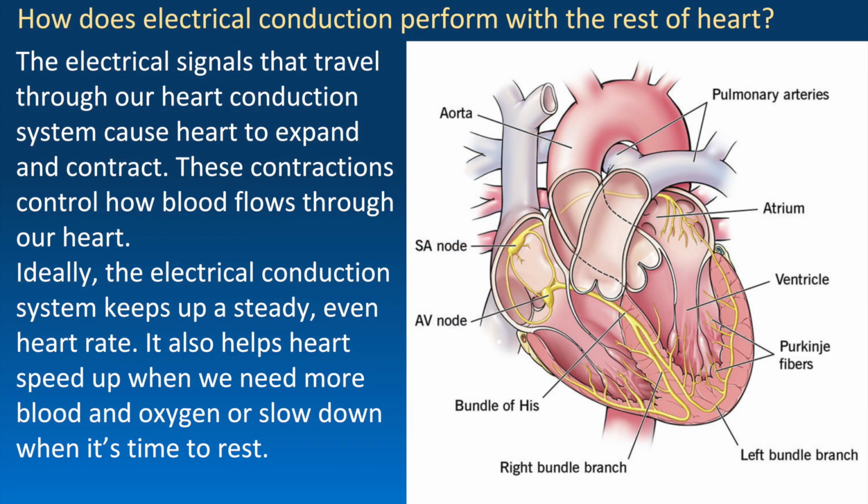How does electrical conduction perform with the rest of the heart? The electrical signals that travel through our heart conduction system cause the heart to expand and contract. These contractions control how blood flows through our heart. Ideally, the electrical conduction system keeps up a steady, even heart rate. It also helps the heart speed up when we need more blood and oxygen or slow down when it is time to rest.